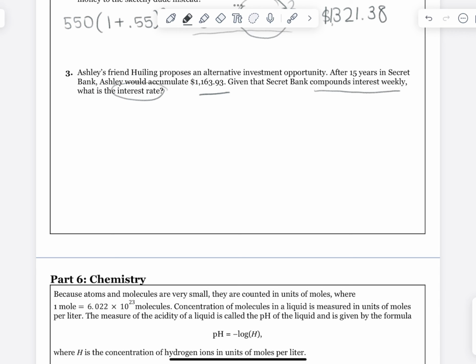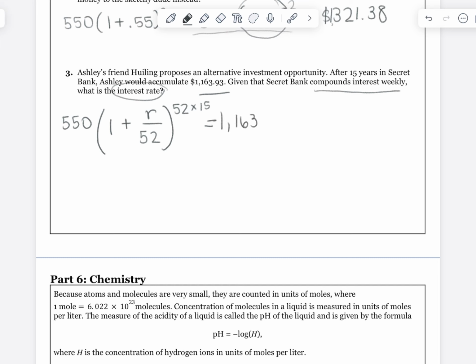We know that Ashley starts out with $550. We know that the interest rate is unknown, and we know that it's compounded weekly, so there's 52 weeks in a year, and then it's 15 years that she puts that amount in the bank, and then after 15 years she makes $1,163.93.